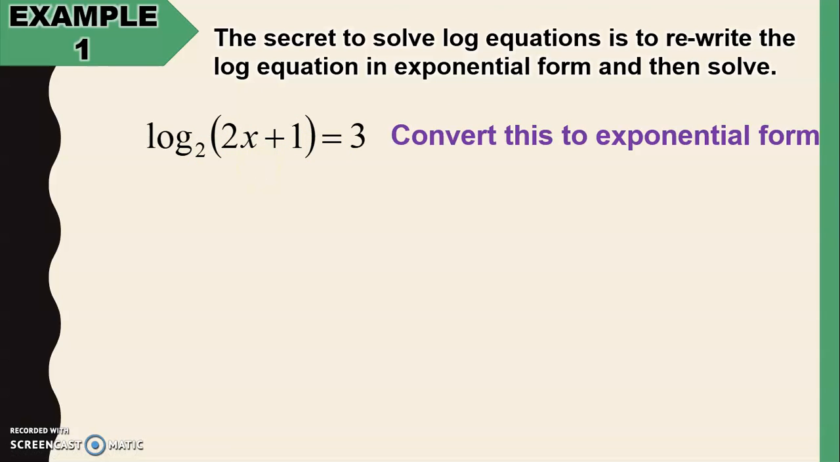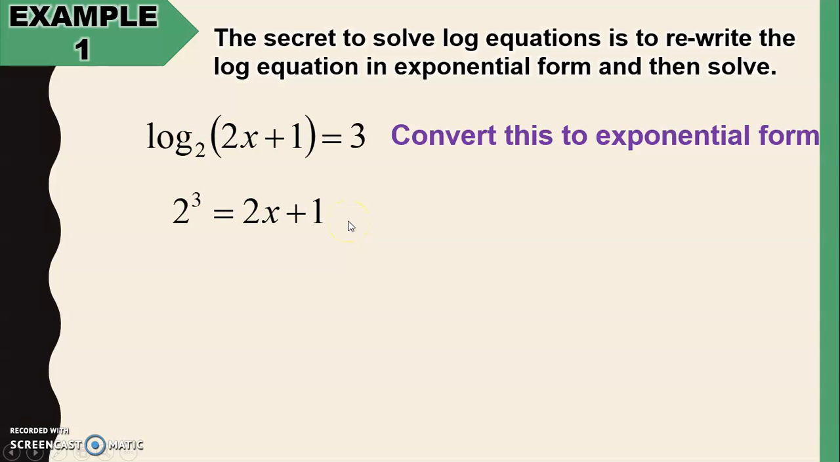Convert this to exponential form. So from log form to exponential form, it becomes 2 raised to 3 equals 2x plus 1. So remember, in converting from log to exponential, copy the base 2, then the answer of the logarithmic form is the exponent of the exponential form, which equals the argument of the logarithm, 2x plus 1.